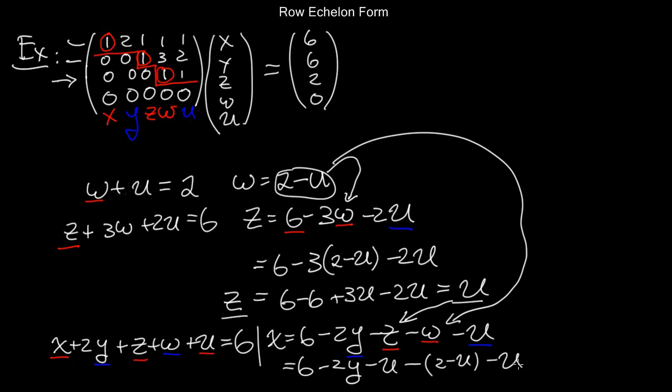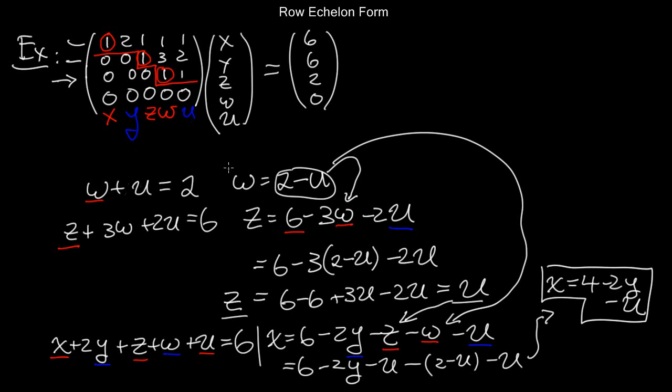Minus u, and now everything on the right hand side is y's and u's, and so I've solved, and if you work it out, it turns out that x is equal to 4 minus 2y minus u. So there's x, there's w, and I'll rewrite z up over here, and z all in terms of u and y on the right-hand side. So you can set u and y to whatever you want, and then x, z, and w are determined.